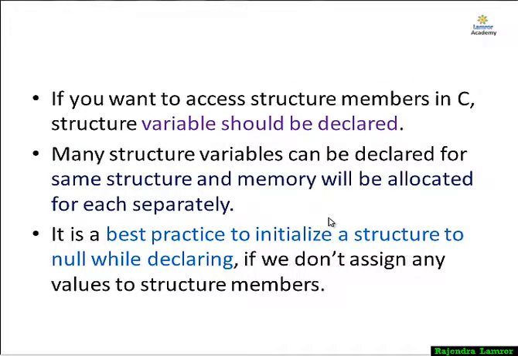Whenever you define the structure, you should define the variable of structure. These are structure members in C. You can declare many structure variables of the same structure, and they allocate different memory for each variable. If you define 2 or 3 variables, they will be assigned 2 and 3 memories separately in the memory allocation. The best way is, initially when you define the structure, you should initialize it to null.